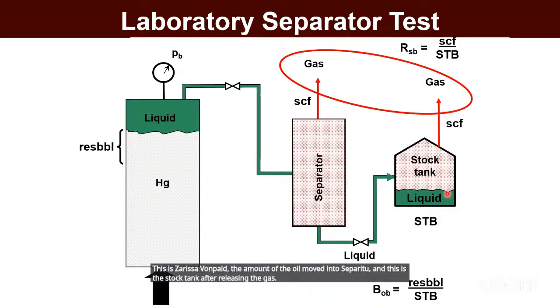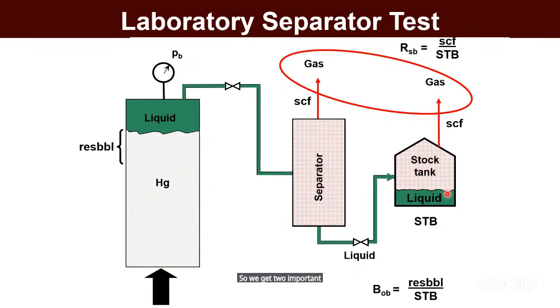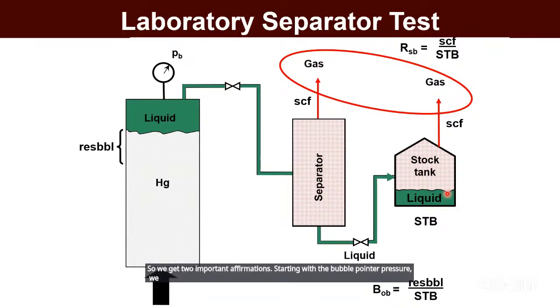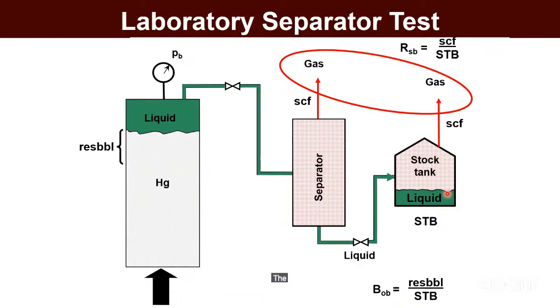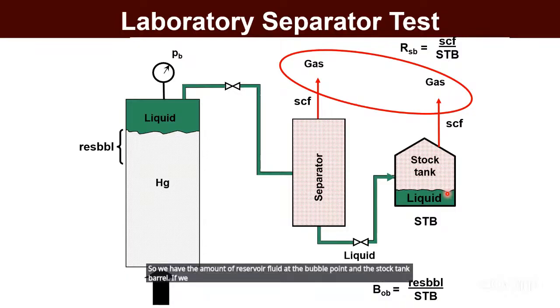So we get two important pieces of information. Starting with the bubble point pressure, we move some oil to the separator pressure, which is higher than the standard conditions, and then to the stock tank pressure. So we have the amount of reservoir fluid at the bubble point and the stock tank barrel. If we divide one by the other, we will have the Bo at the bubble point.